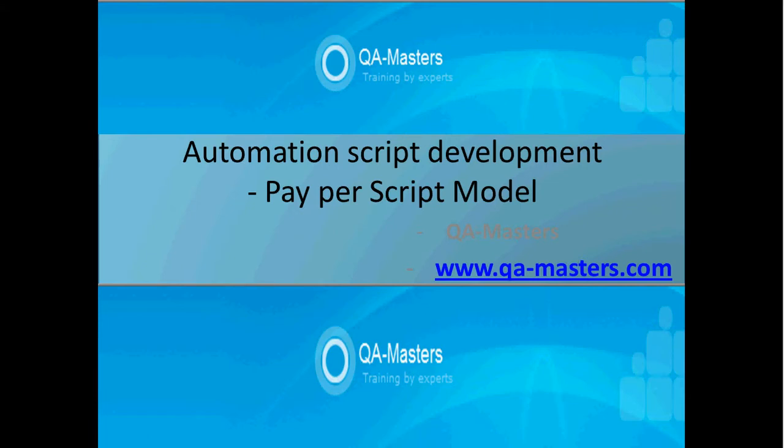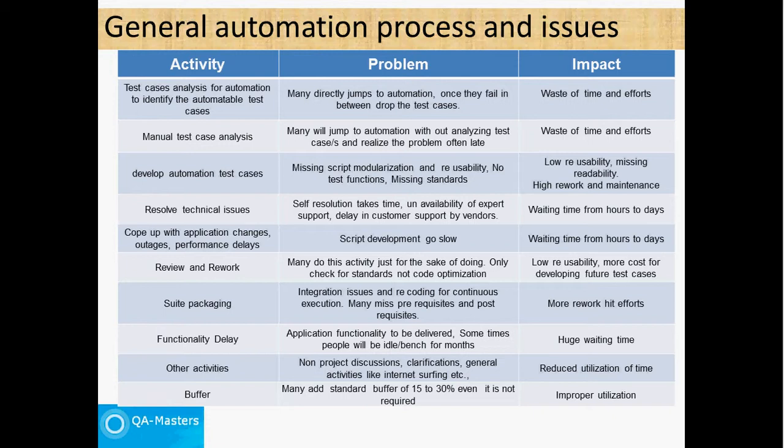Today we are going to discuss the automation script development paper script model offered by QA Masters. Have you ever calculated how many test cases are automated by you or your team from the day you started automation? Divide the number of days spent by the number of test cases developed to get the time spent to automate a single test case. This includes additional efforts or wastages.